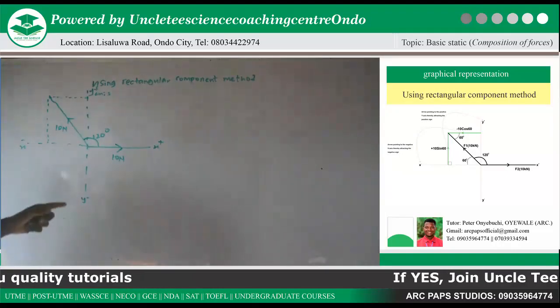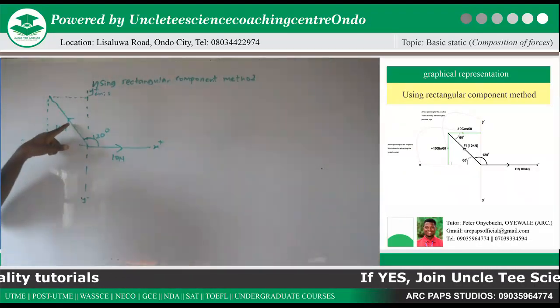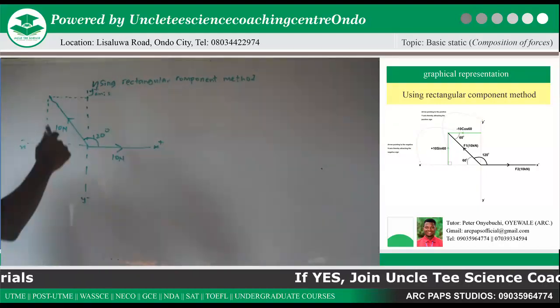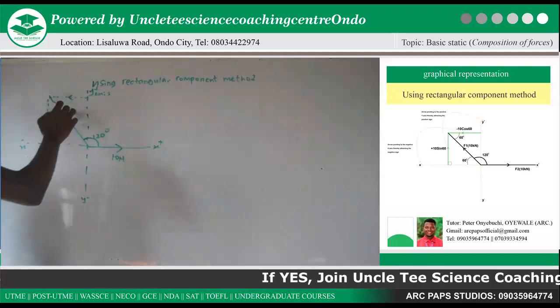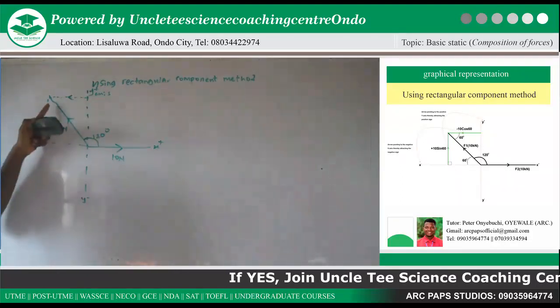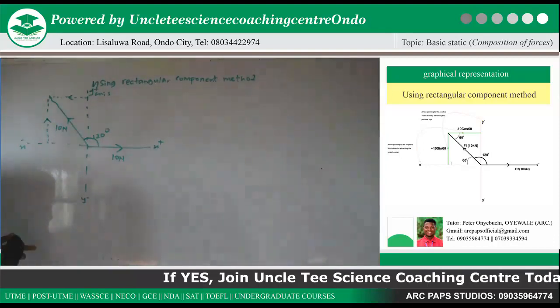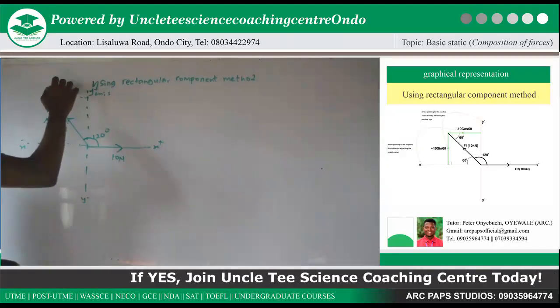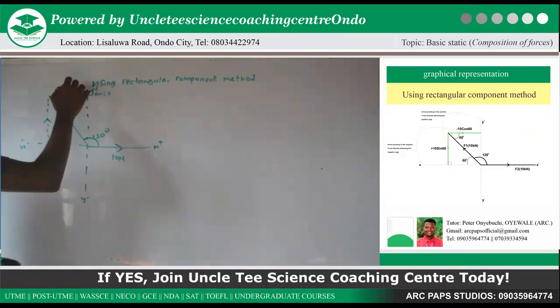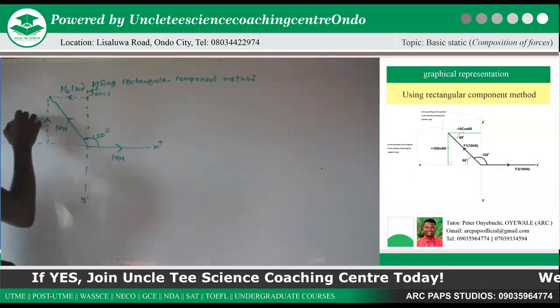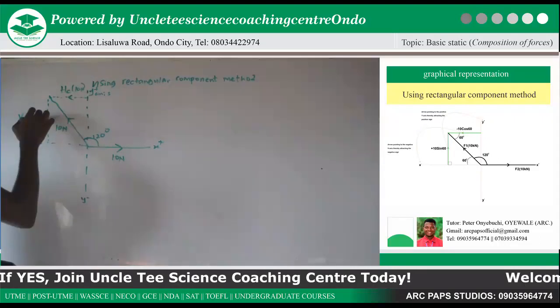Now, after tracing that line, you look at the direction of the arrow of that force. It is pointing towards this direction. Both the horizontal and vertical components must also point towards that direction. Now you understand what we're doing. This is the horizontal component of the 10 Newton force, and this is the vertical component of the 10 Newton force.